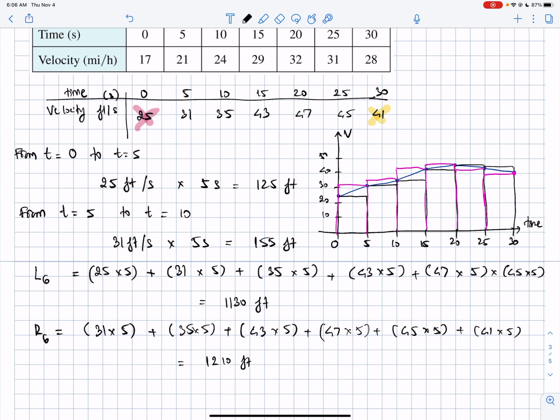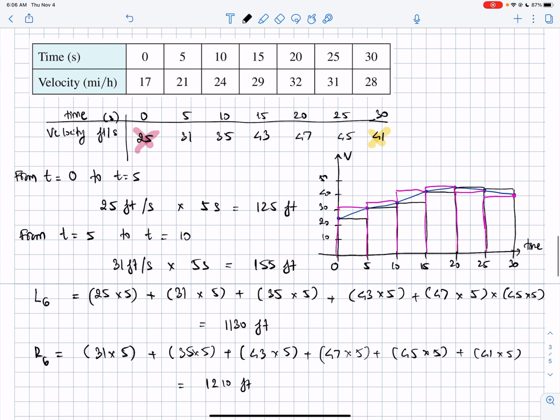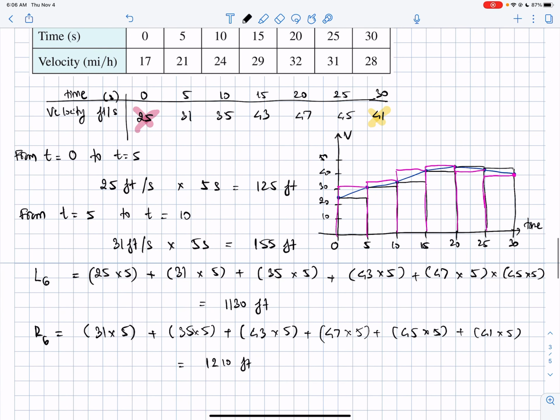So what we can say is that the distance the car travels from 0 to 30 seconds is between these two numbers. And of course, to be more accurate, we should record the velocity every maybe 2 seconds or maybe even 1 second.